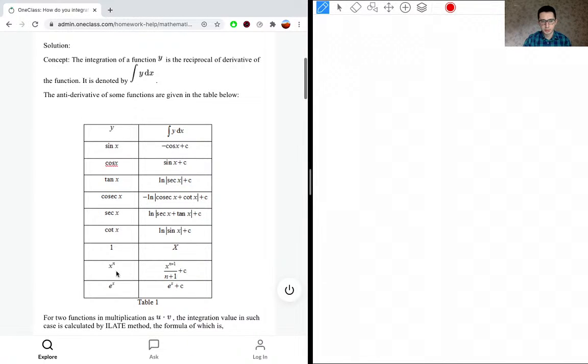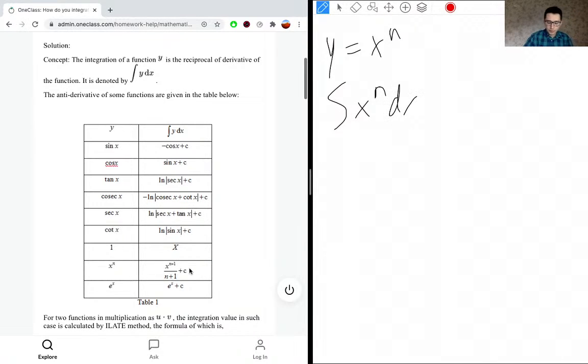This one over here is probably one of the most important ones. So we'll do an example of that. If we had y is equal to x^n and we want to evaluate the integral of this function, so we do the integral of x^n dx, where n is just any kind of whole number, or any number actually. We would get the following. So we get x to the power of n plus 1 over n plus 1 plus c.